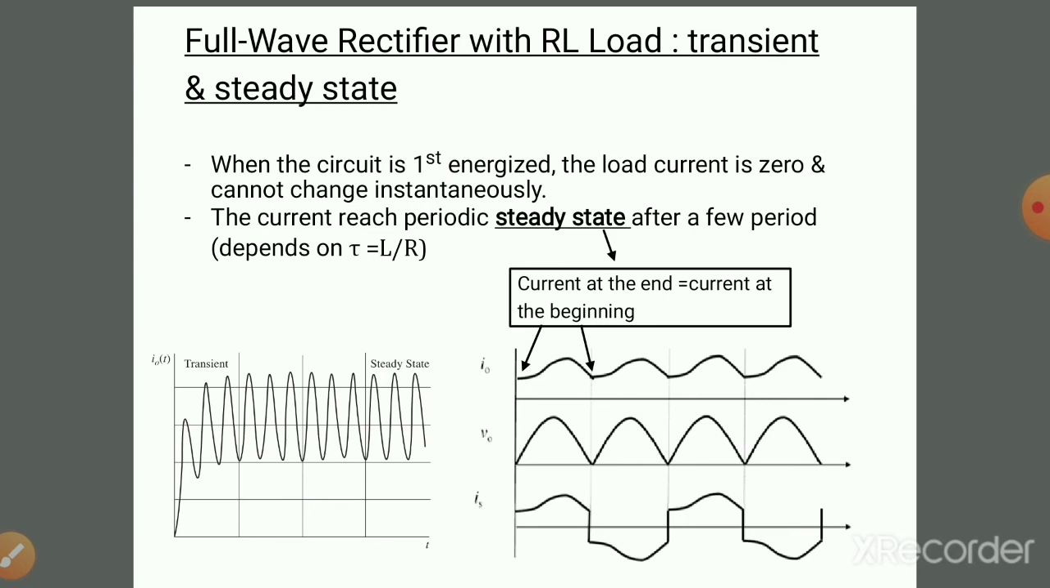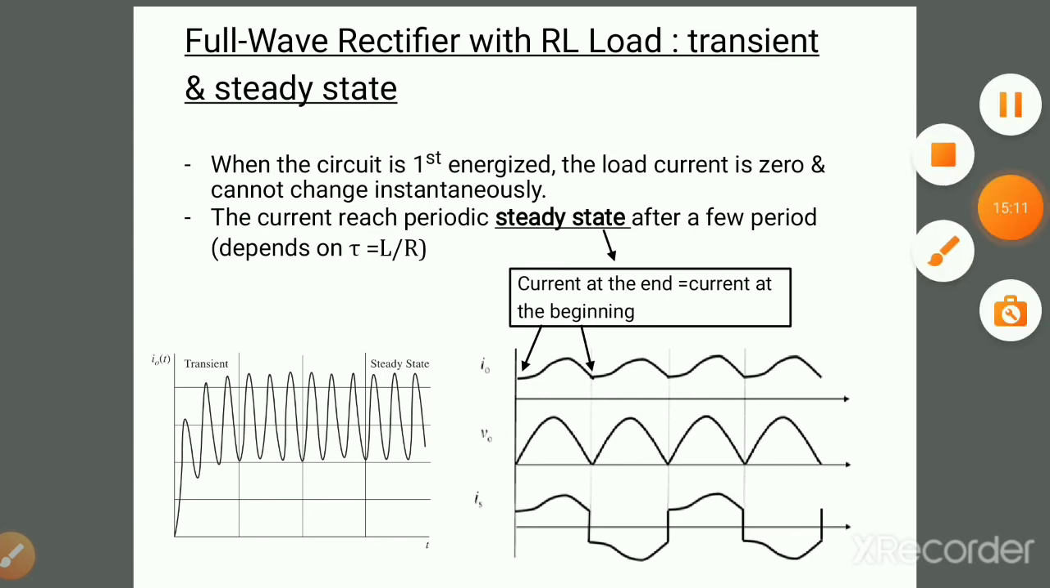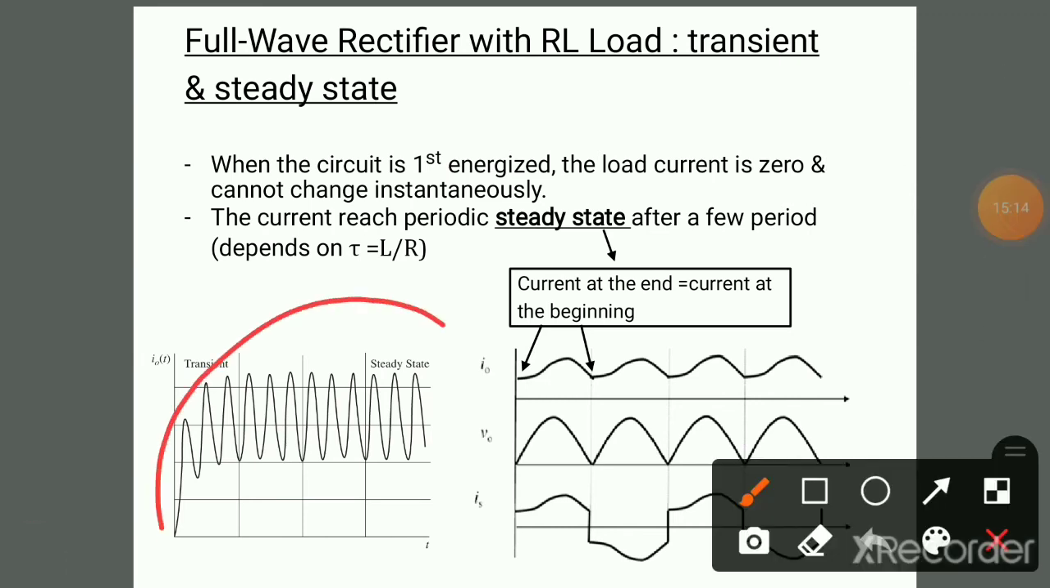So the current reaches its steady state value. The current at the end of the period is equal to the current at the beginning. So in that steady state condition, the current at the end is equal to the current at the beginning. Some transients are created, which is indicated here. How the transients are created is indicated here.